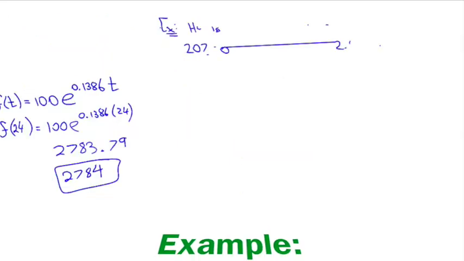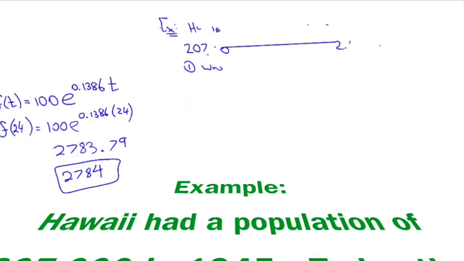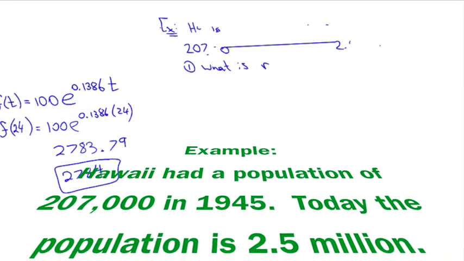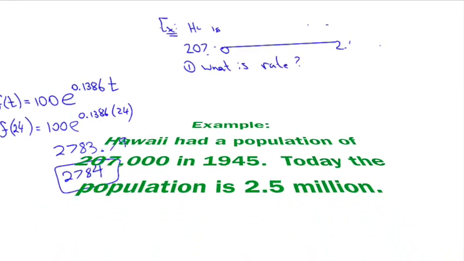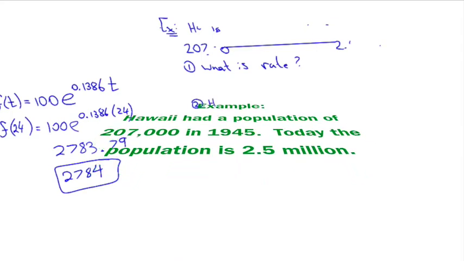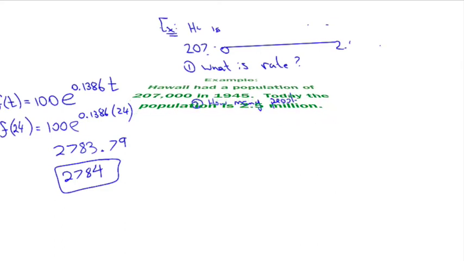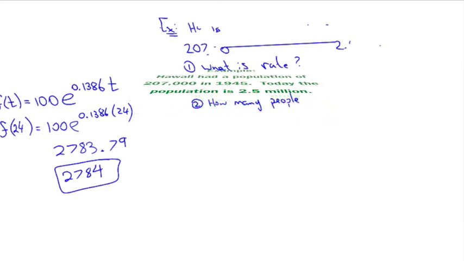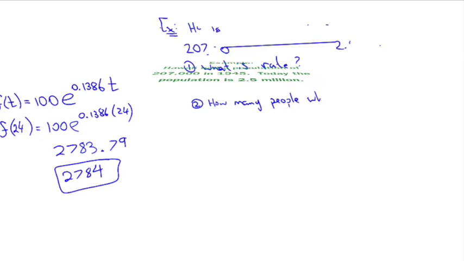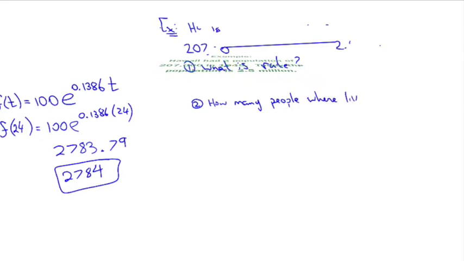All right. 1. What is the rate? 2. How many people were living in Hawaii? Were, as in W-E-R-E.